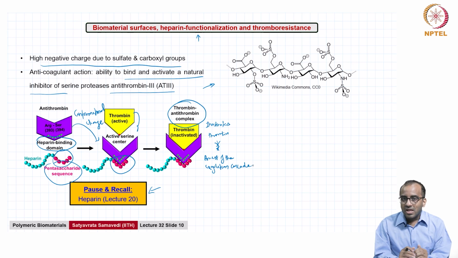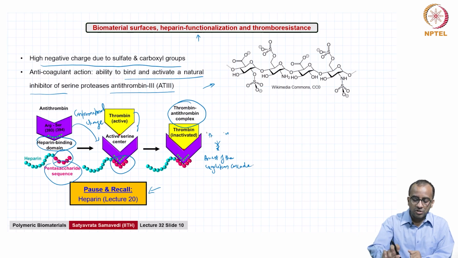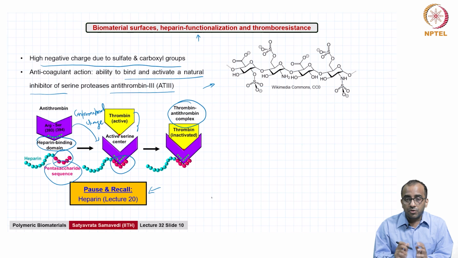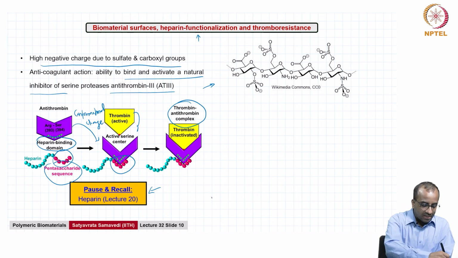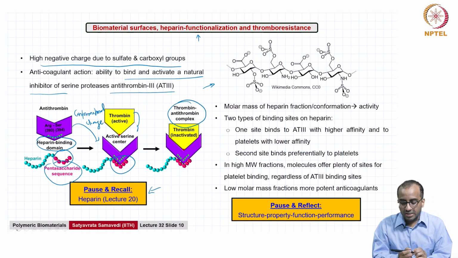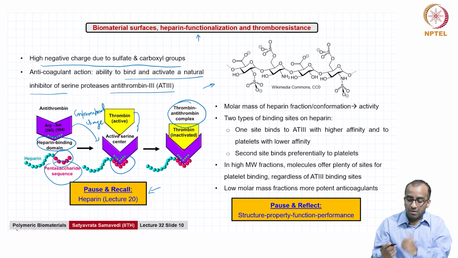Just as we saw that platelets can get activated only when they come in contact with von Willebrand factor and collagen, which are exposed during injury, right. So, the body has found mechanisms to prevent these things from happening naturally and initiating these processes only under certain conditions. So, this is the mechanism through which heparin functionalization can make surfaces thromboresistant.